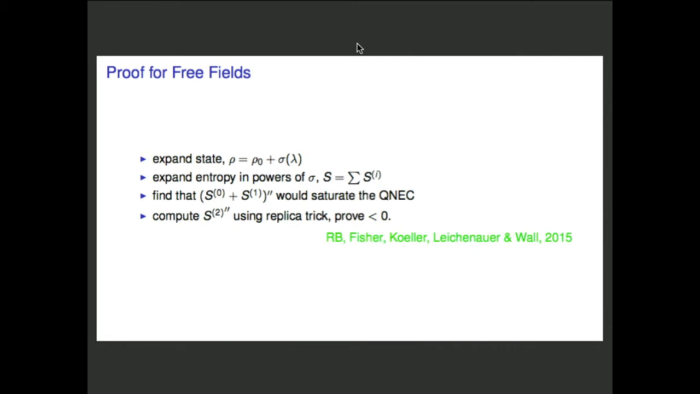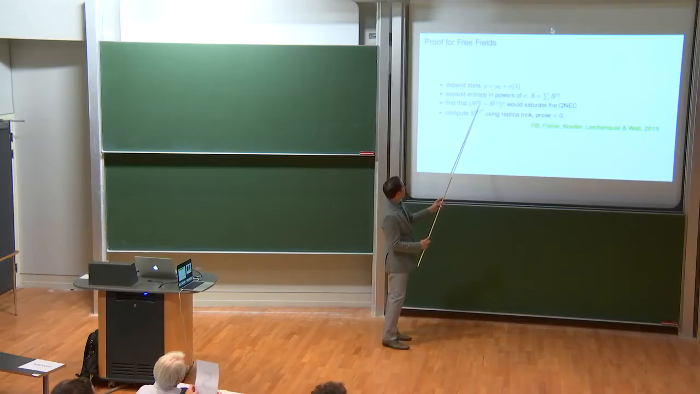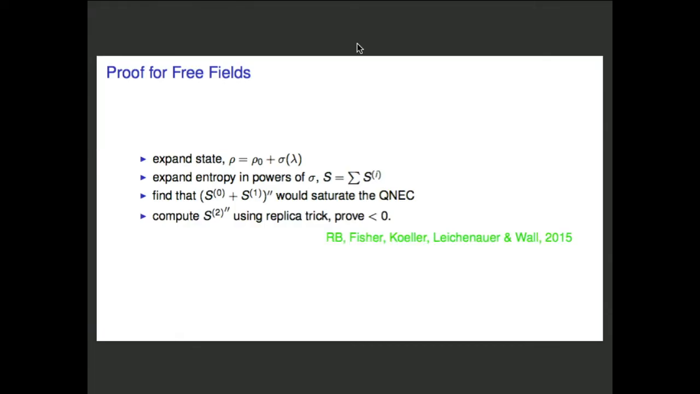But here sigma is a density operator, or a correction to a density operator. You can then expand the von Neumann entropy into powers of sigma, which I'm labeling i = 0, 1, 2, and so on. If you do that, then after some semi-tedious work, you find that the 0th term is actually 0, plus the first term, their second derivative, would precisely saturate the quantum null energy condition.